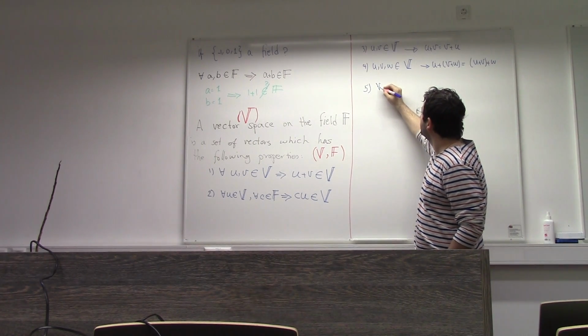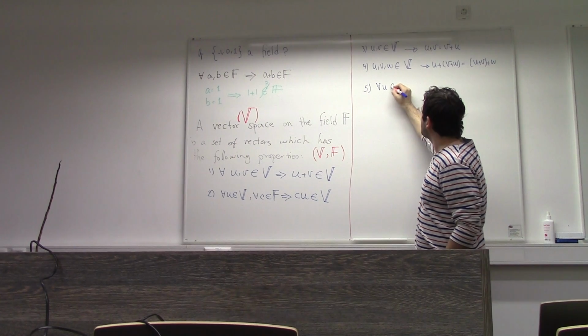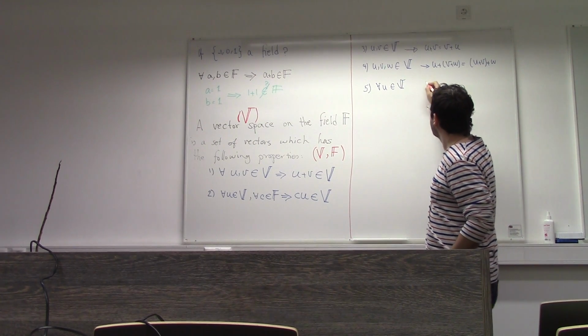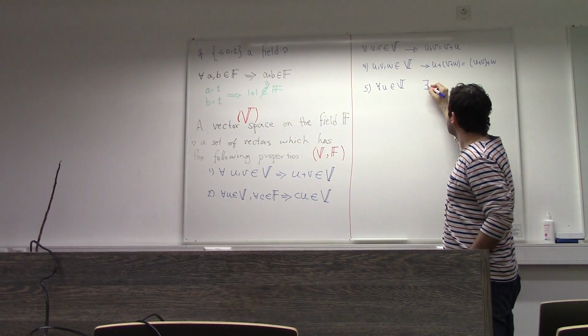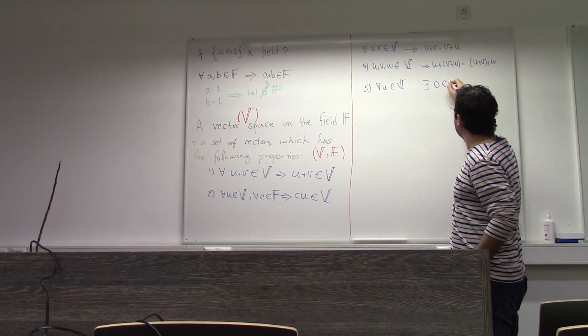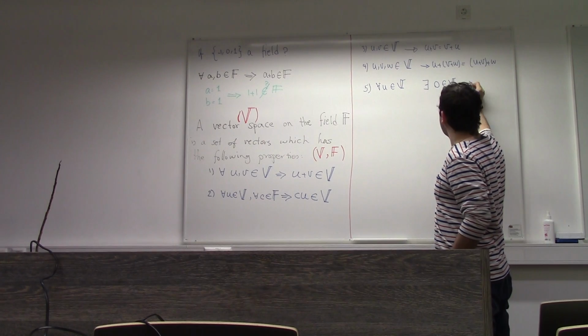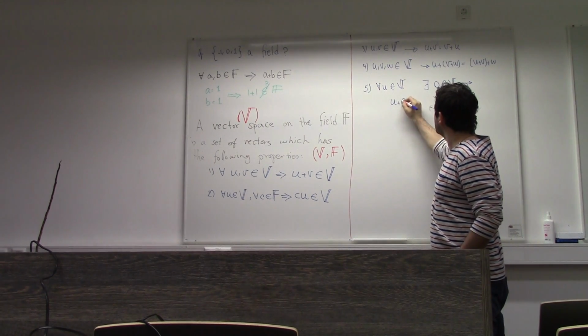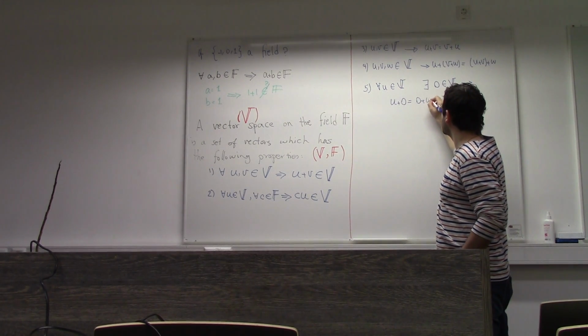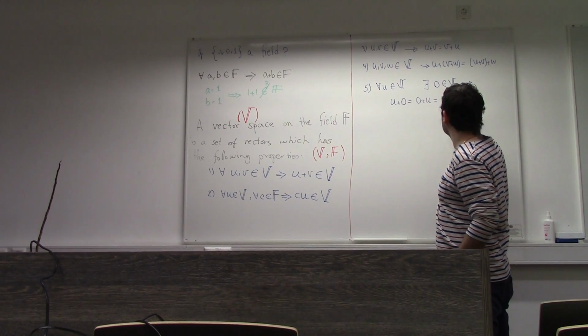For any U which belongs to V, there exists a 0 belonging to V such that U plus 0 is equal to 0 plus U is equal to U.